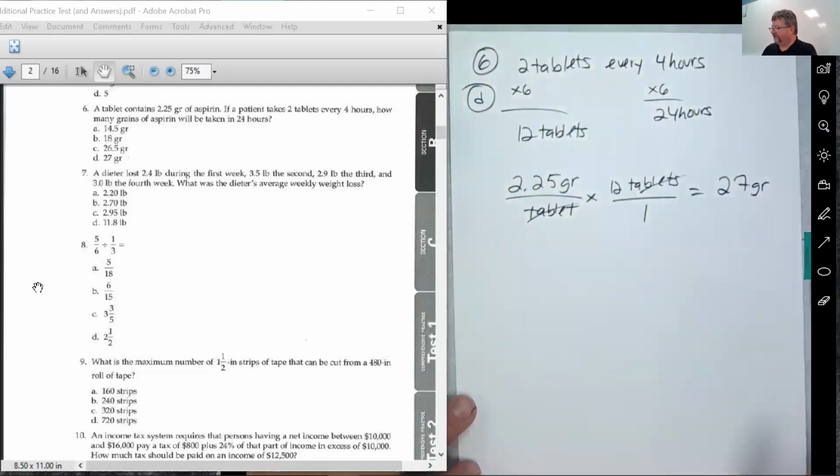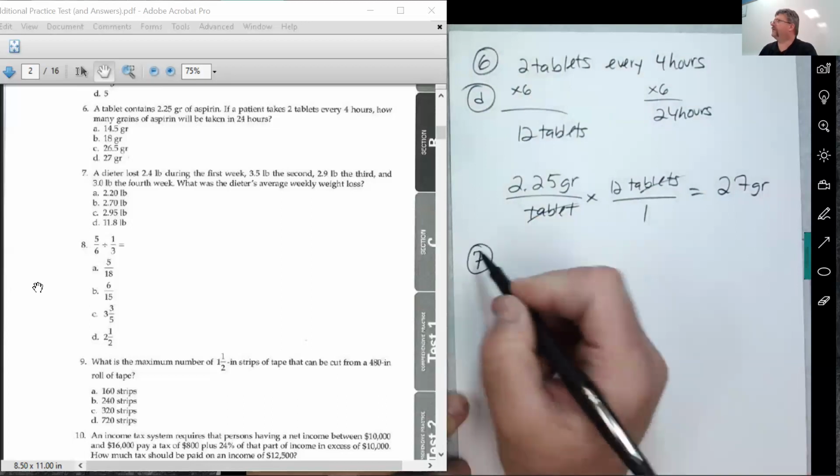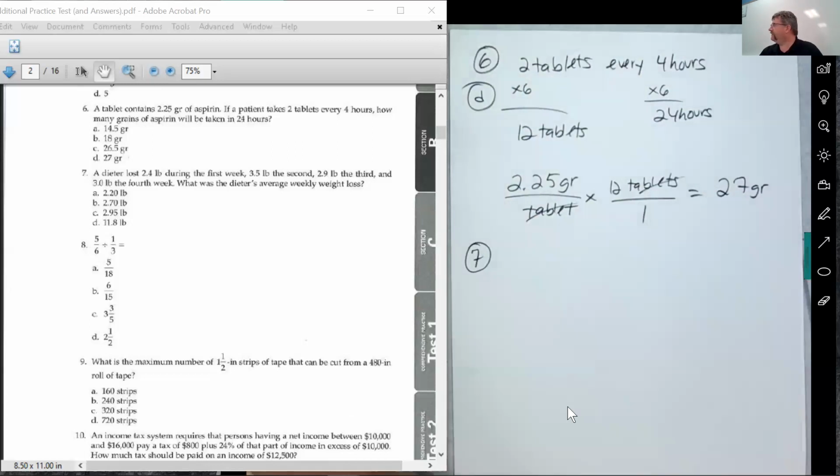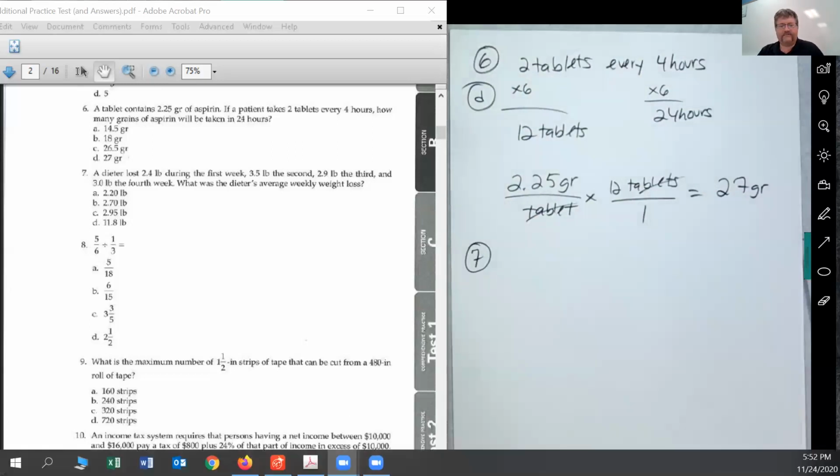Okay, number 7. A dieter lost 2.4 pounds during the first week, 3.5 pounds during the second week, 2.9 pounds during the third week, et cetera, et cetera.